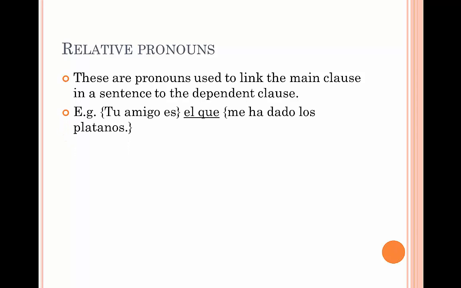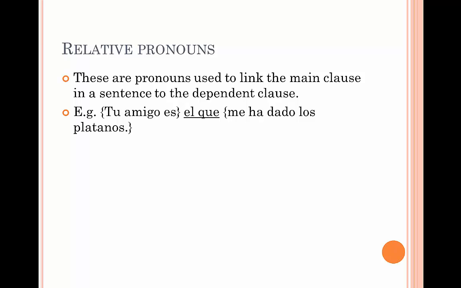For example, tu amigo es el que me ha dado los plátanos. So what we do is that we see the first clause as tu amigo es, marked out by the brackets. So this is the first part of the sentence where we say your friend is. So this is the main clause.